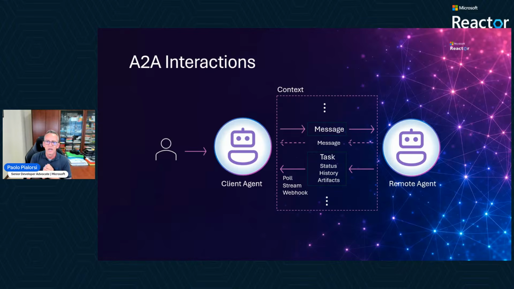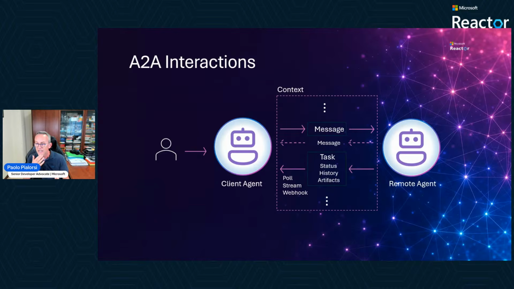When we are consuming agents through the A2A protocol, what happens is that we have a client agent and we have a remote agent. In our scenario, the remote agent will be any of the agents available through WorkIQ. So the client agent, eventually interacting with an end user, with a human being, will be able to send a message to the remote agent, and the remote agent will be able to reply back with maybe a task that will be assigned to the remote agent.